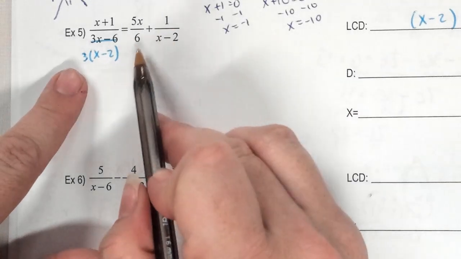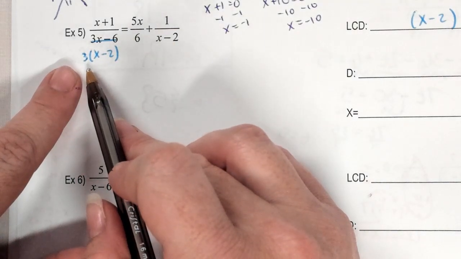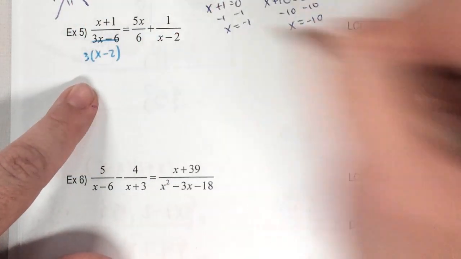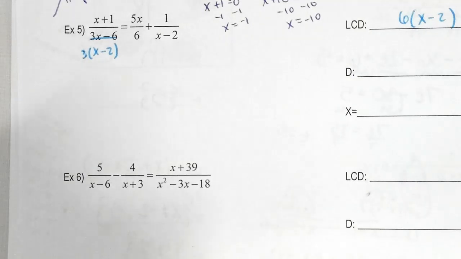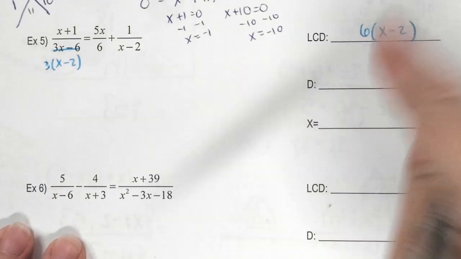Okay, but this has a 6. Can 3 turn into 6? By doing what? Times 2. And can you multiply this one by 6? So then 6 is your number. Now before I keep going, what is my domain?